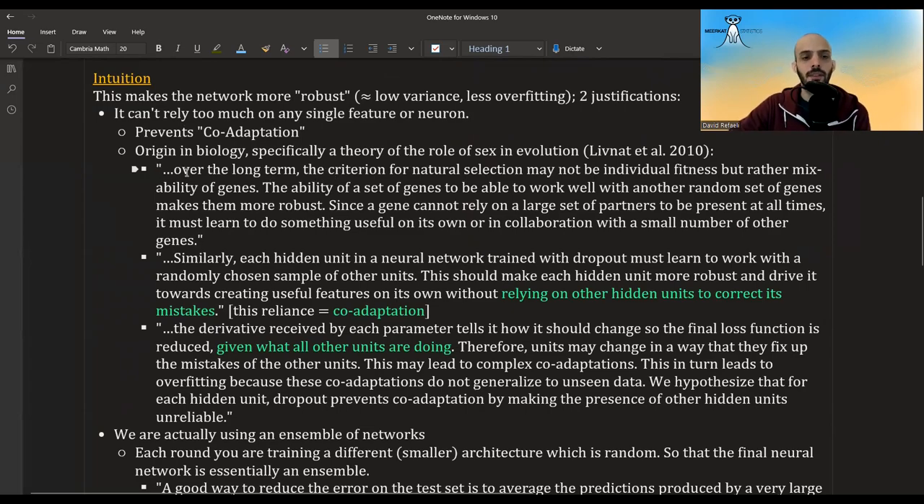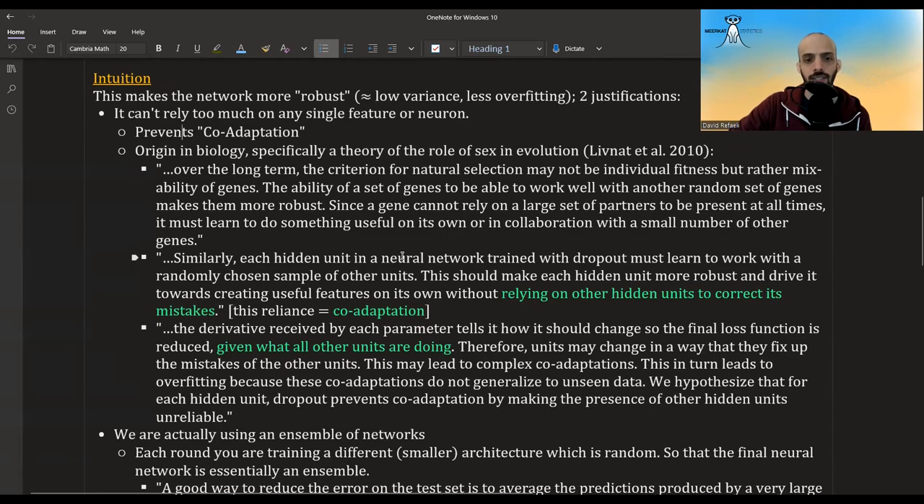Here is a quote from the papers. Over the long term, the criterion for natural selection may not be individual fitness, but rather mixability of genes. The ability of a set of genes to work well with another random set of genes makes them more robust. Since a gene cannot rely on a large set of partners to be present at all times, it must learn to do something useful on its own or in collaboration with a small number of other genes. So this is the inspiration from biology, and then they connect it to neural networks.